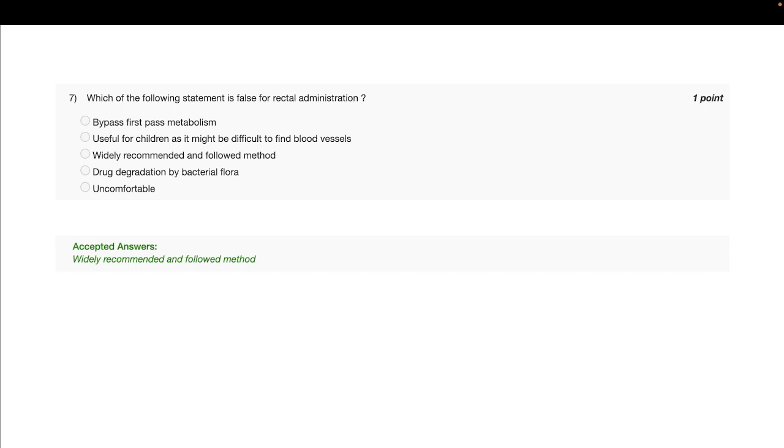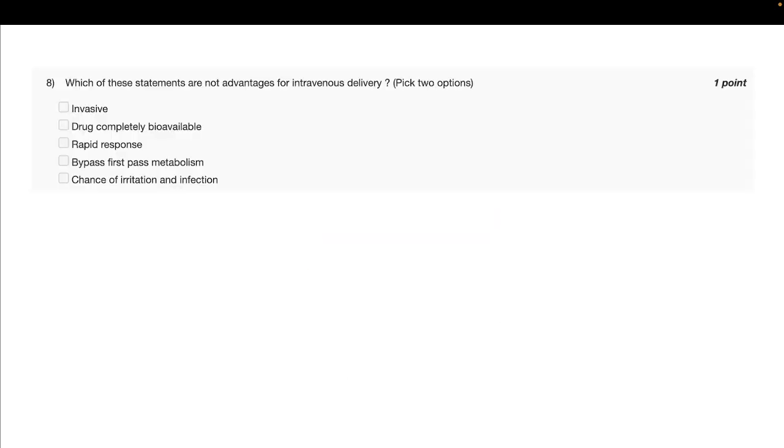Okay, I'll move on then. Next is, which of these statements are not advantageous for intravenous delivery? Here you have to pick two options. It's invasive. Okay, and also chance of irritation and infection. Okay, cool. Thank you. Others?